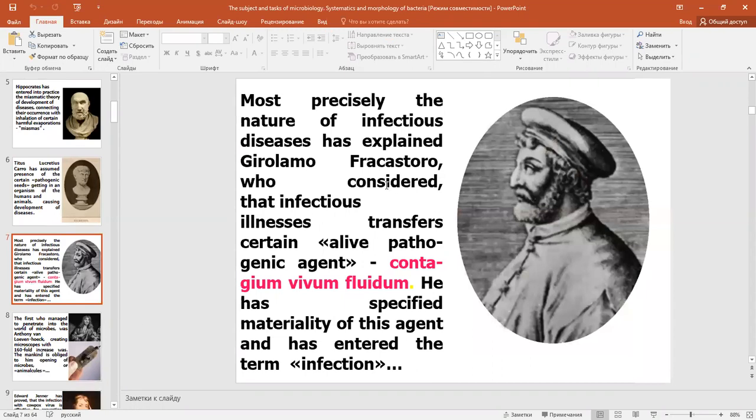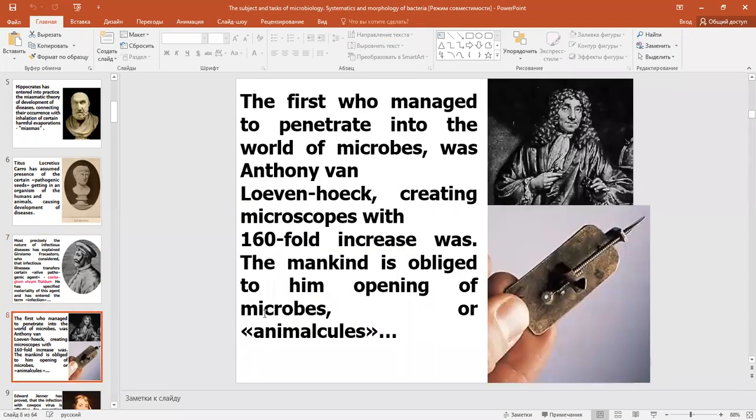Next, more precisely, the nature of infectious diseases was explained by Girolamo Fracastoro. He lived in the Middle Ages, and he considered that an infectious illness is transferred by a certain living pathogenic agent, contagium vivum fluidum in Latin. He specified the materiality of this agent, and he introduced the term infection. Girolamo Fracastoro was a very famous doctor.